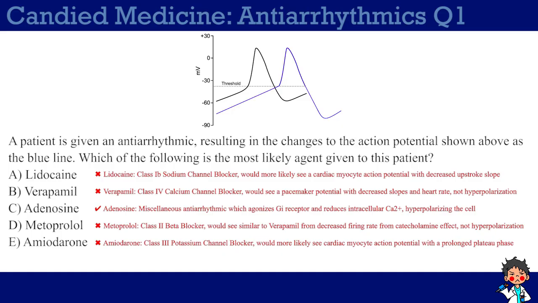And what you see with class 3 antiarrhythmics is a prolonging of the plateau phase, which is phase 2 of the myocyte action potential. So our correct choice here is going to be C, adenosine.